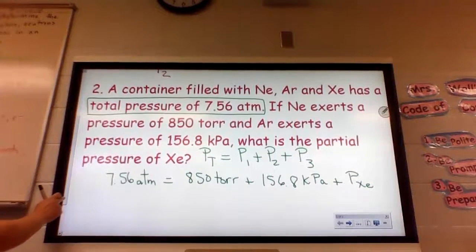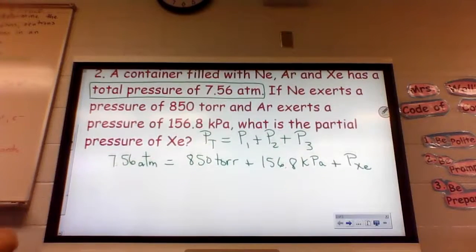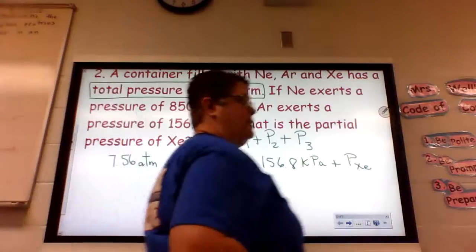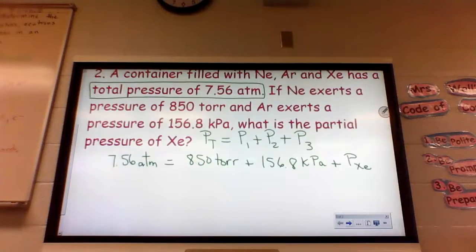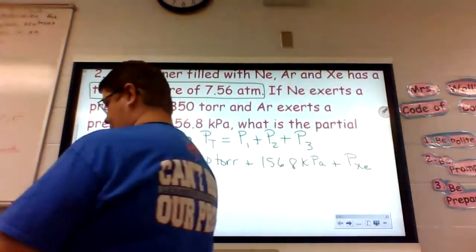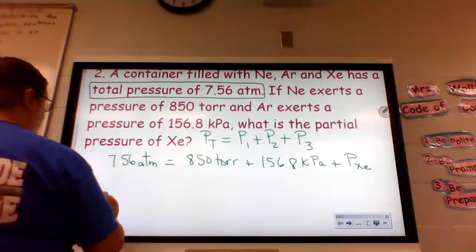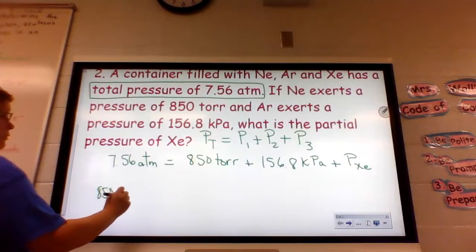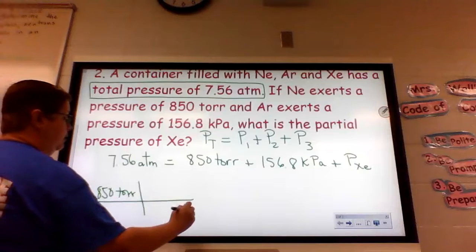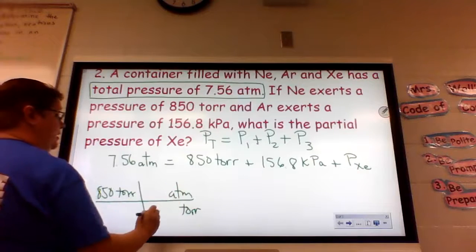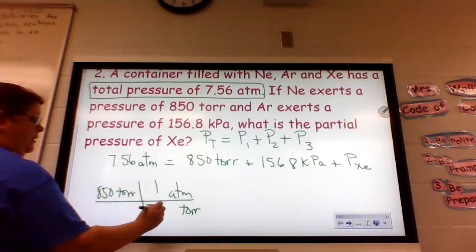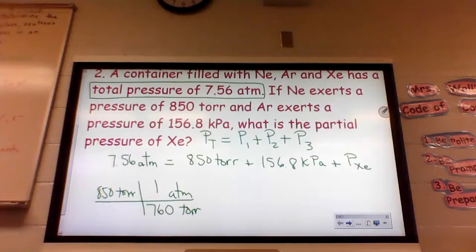So what's my glitch here? They're not all the same. So they've got to be the same. So I'm going to change it to ATMs just because that's usually what I change it to, and we need it in that for today's lesson. So 850 divided by 760. 850 torr. ATM gets a 1. Torr gets a 760. So 850 divided by 760 gives me 1.11.